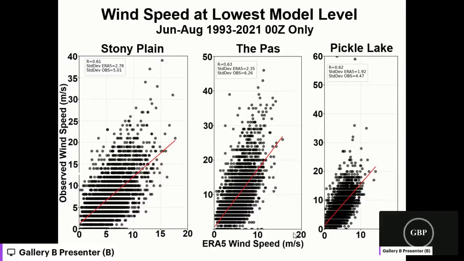So we got Stony Plain, the Paw and Pickle Lake. And it's basically just a graph of all the measurements that we have. So all the dots are all the measurements and what was observed in the model, in the actual sounding, and what was actually in the reanalysis data. And so in this case, particularly looking at the paw is the worst one, where it's almost double the winds were observed that were in the reanalysis data in the lowest level.